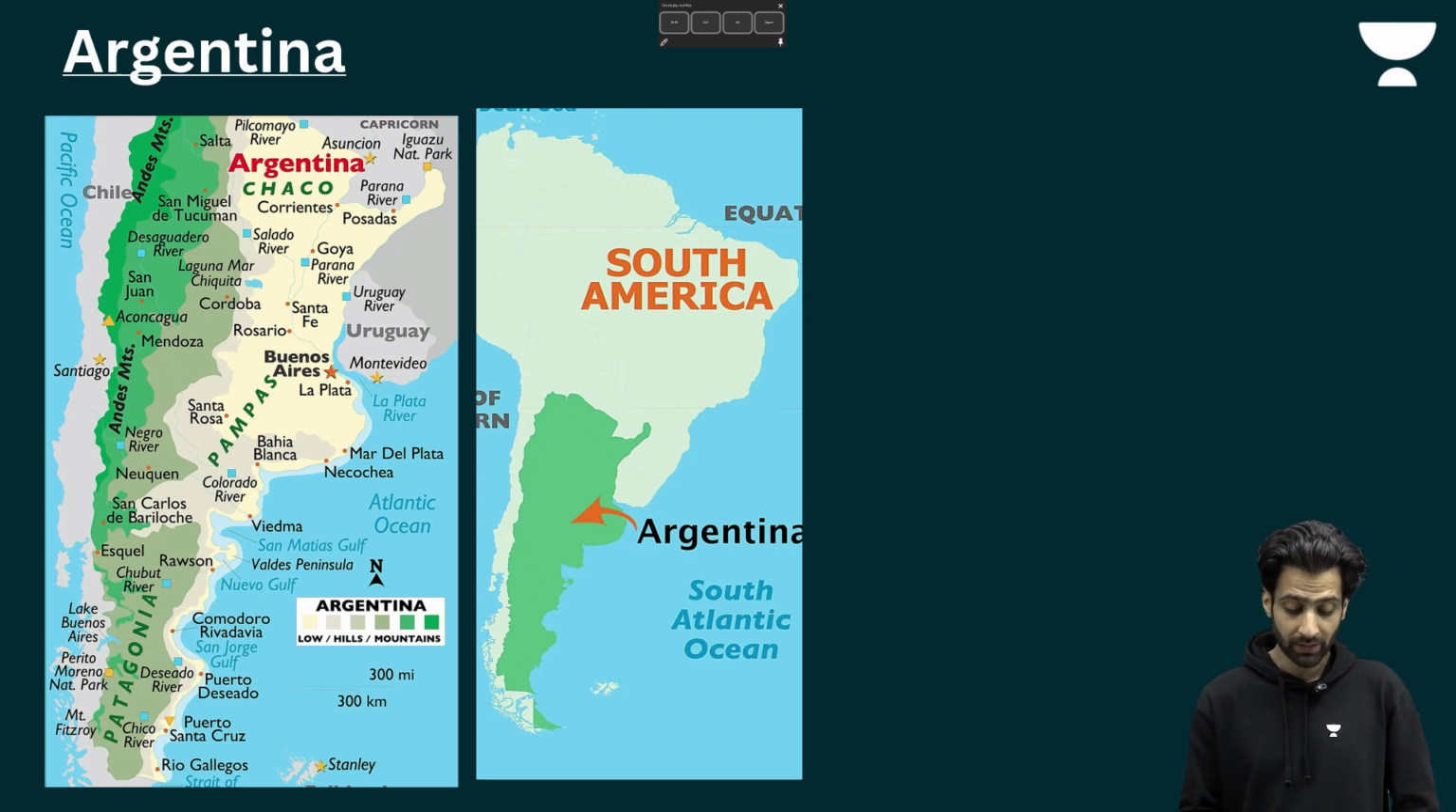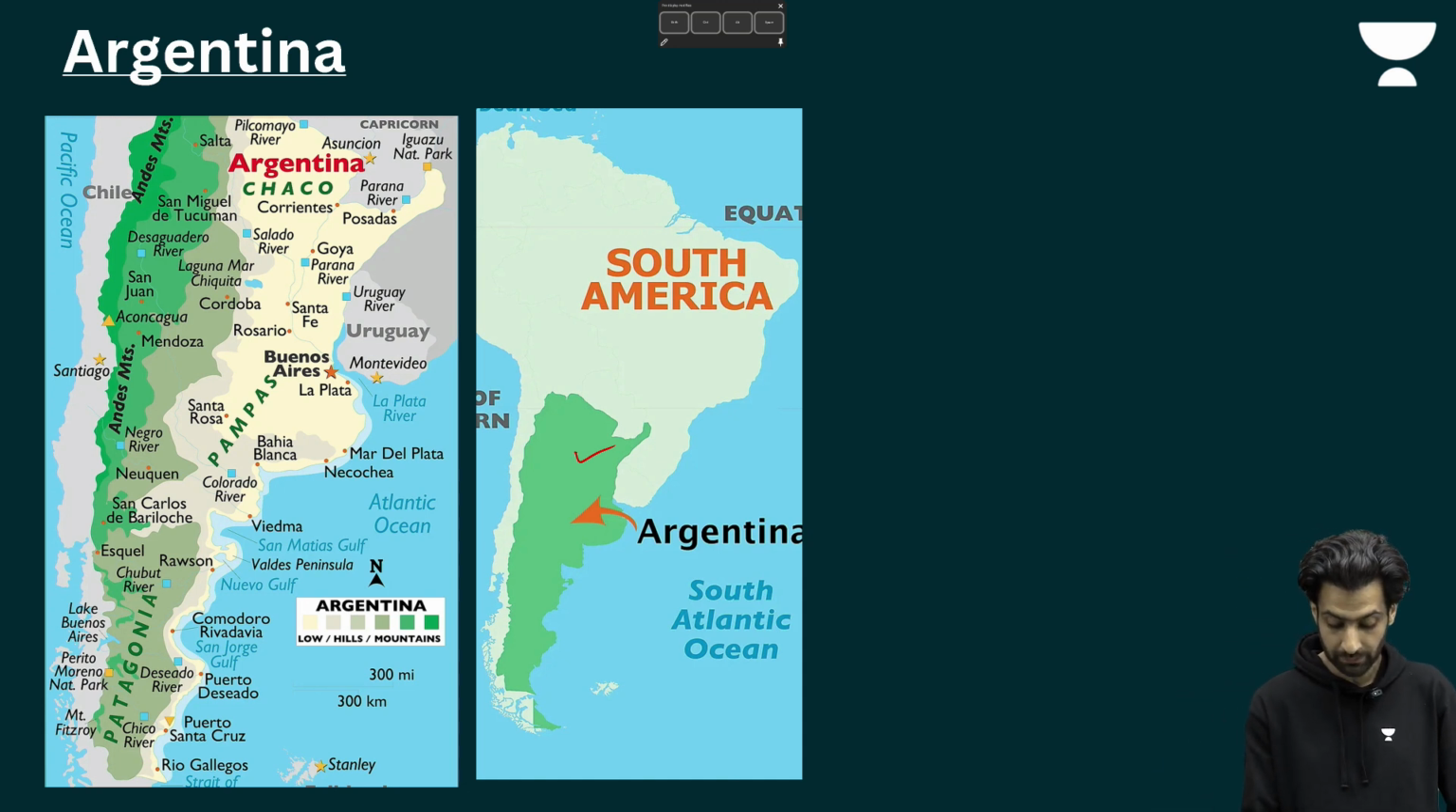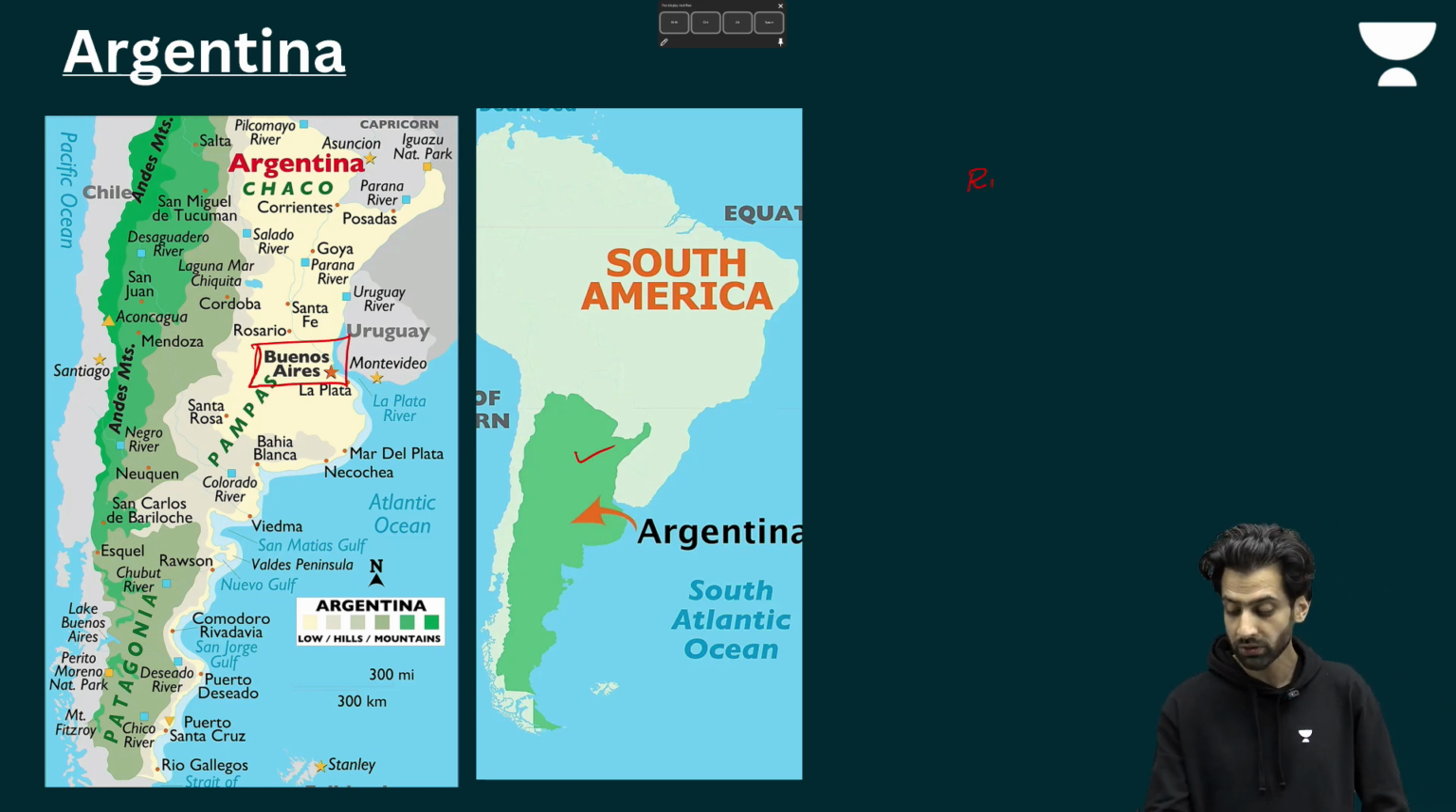Then we come to Argentina. This is the location of Argentina on the map. You can see this is a very big country. The capital is Buenos Aires, and it is also rich in lithium.